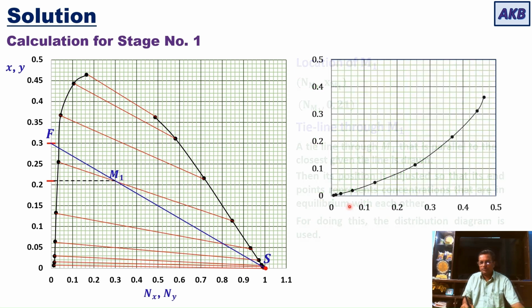I have shown it, so this is the distribution diagram. After drawing a tie line through M1 parallel to the closest given tie line, I am adjusting it so that the concentrations represented by the endpoints of the tie line will be in equilibrium with each other. So when I adjust the position of the tie line through M1, I get these concentrations.